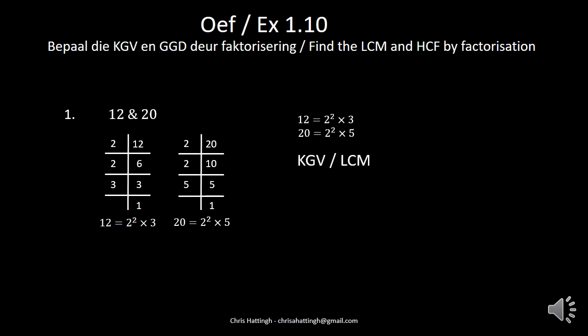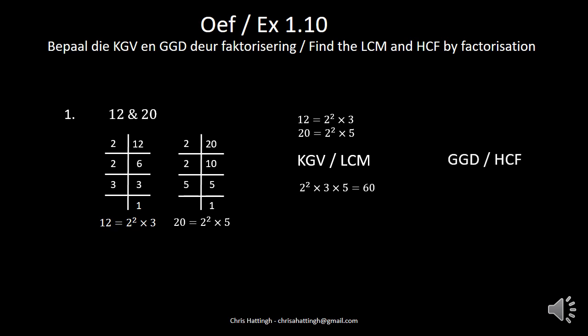So with your LCM, you're going to use all factors that you can see. So we'll use the 2, the 3, and the 5. And with LCM, you're going to grab the highest exponent. So you're going to grab 2 to the power of 2 times 3 times 5. So your LCM will be 60.